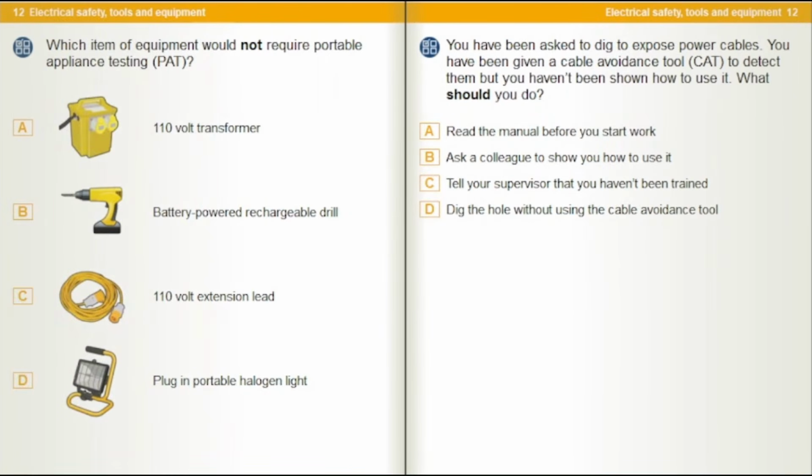Which item of equipment would not require portable appliance testing, PAT? 110-volt transformer. Battery-powered rechargeable drill. 110-volt extension lead. Plug-in portable halogen light.